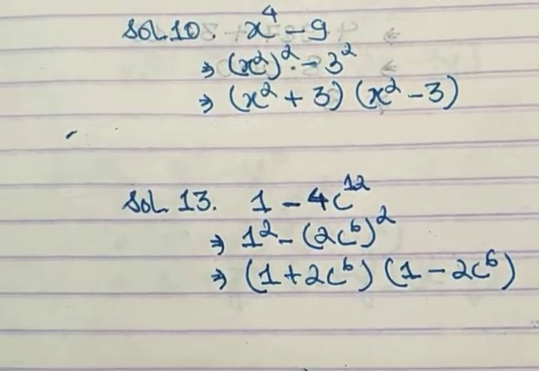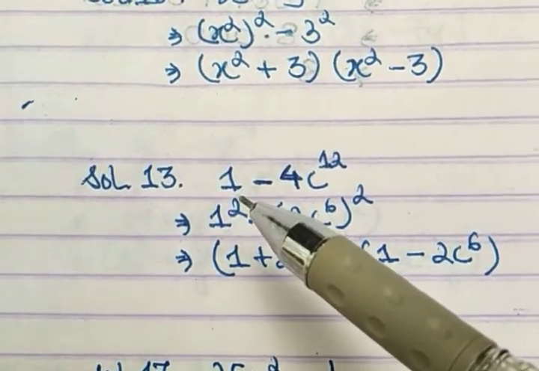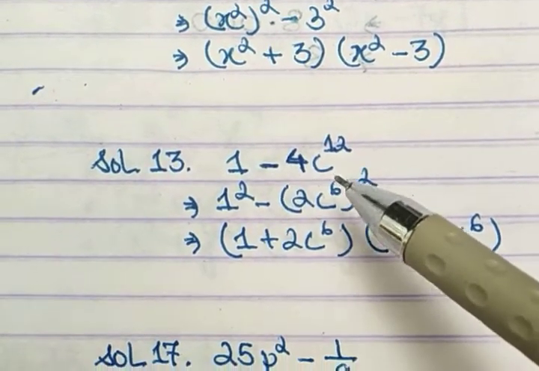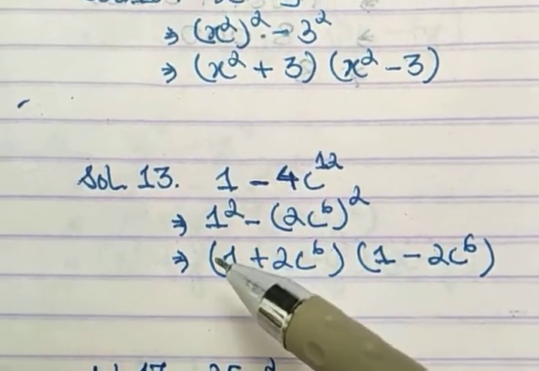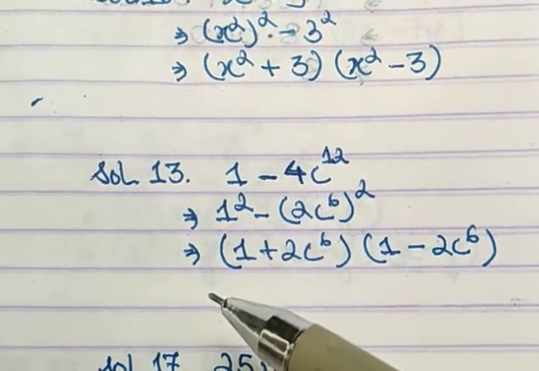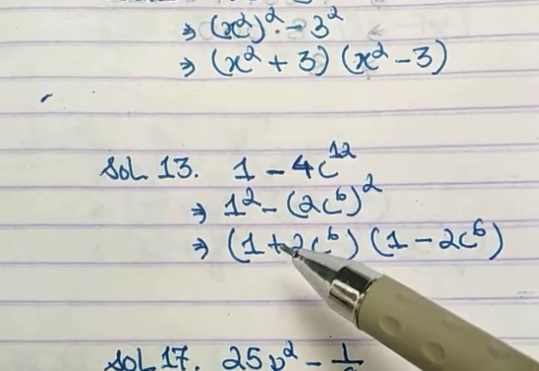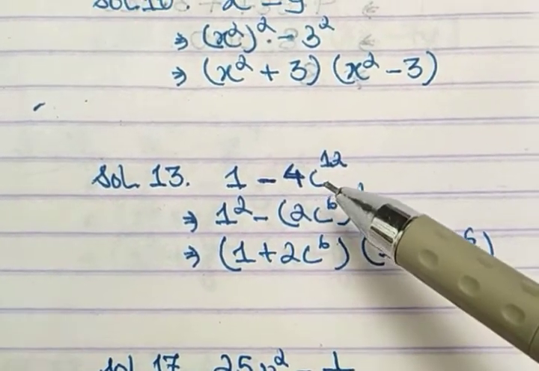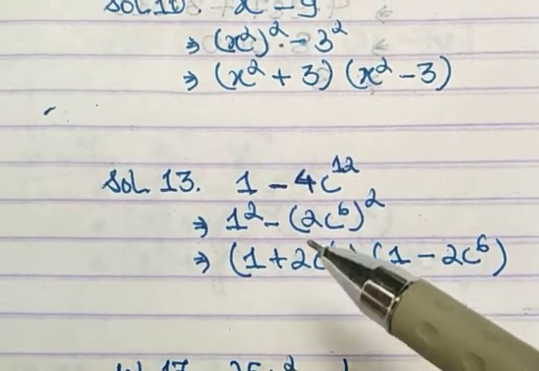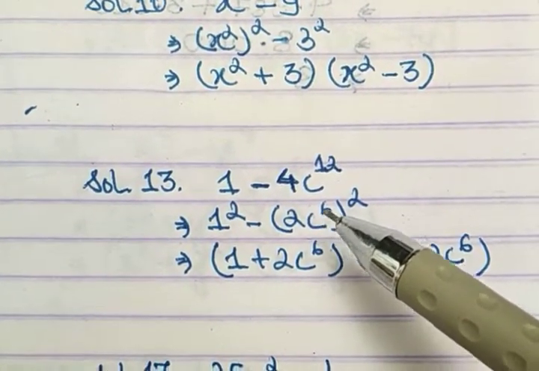The next question I have chosen is from question number 13. So I have here 1 minus 4c to the power 12. Now I know 1 is a square of 1. For 4, a constant term is a square of 2. For c to the power 12, can I write it as c to the power 6 to the power 2?